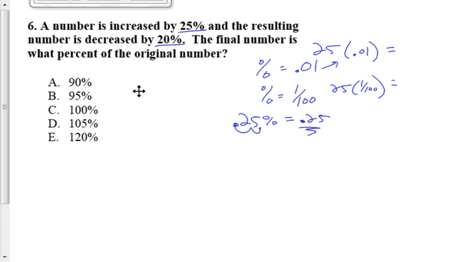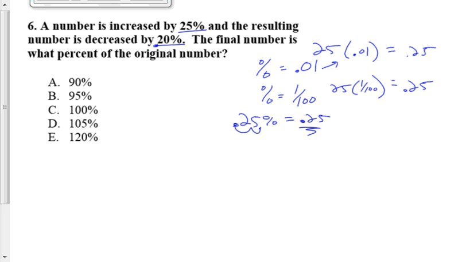All three of these methods give you the same thing, so you just pick the method that is easiest for you to remember or easiest to understand. But it's 0.25 and 0.20 that you would use to figure this out. So take a moment, work out number 6, and then I'll go over it.